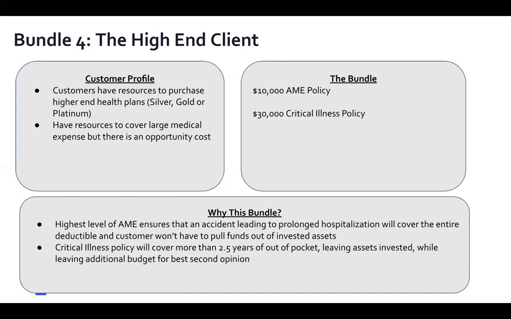And similarly with the CI product, we're going to look at the highest level of coverage here, right? It's going to help cover that out-of-pocket cost for a client like this on a higher level major medical plan. $30,000 is actually going to cover probably more than 2.5 years of out-of-pocket, but also it's going to let them keep their assets invested and continue to grow, which, especially if you think about a critical illness diagnosis, asset protection becomes even more important when something like that happens. So that's bundle number 4 and kind of customer profile number 4.